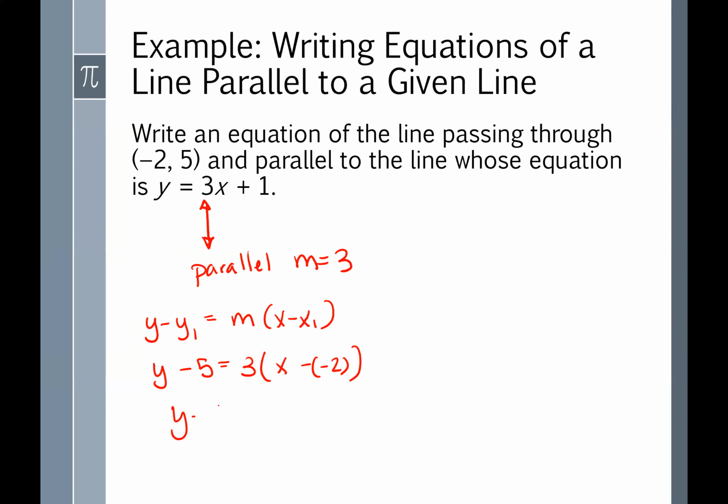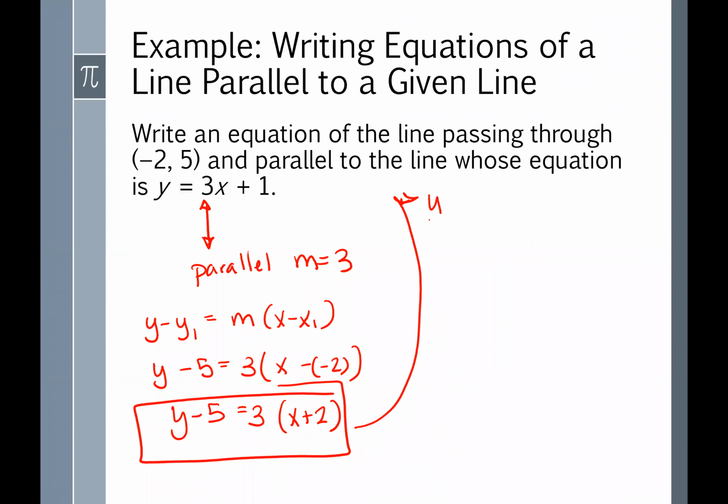So here is point slope form. And if they ask me to put this in slope intercept form, so this is point slope, I'm going to go ahead and solve for y. Remove the parentheses by distributing the x across. Add the 5 to both sides.